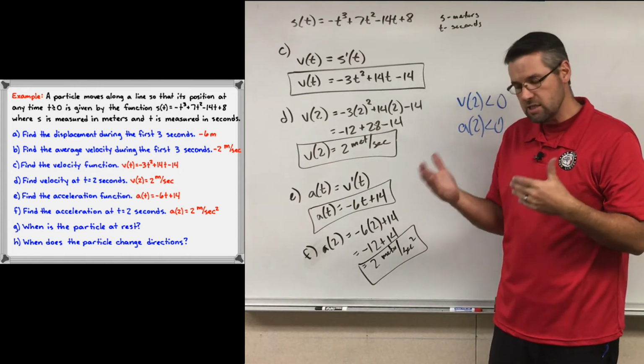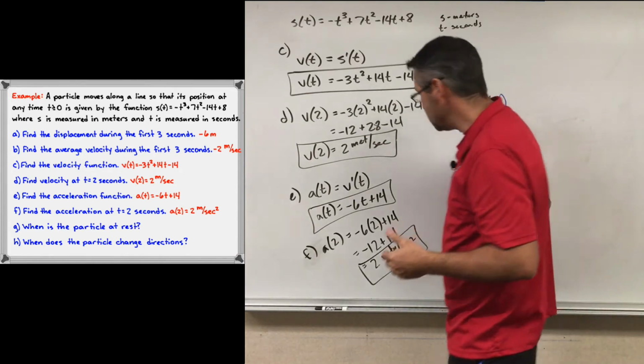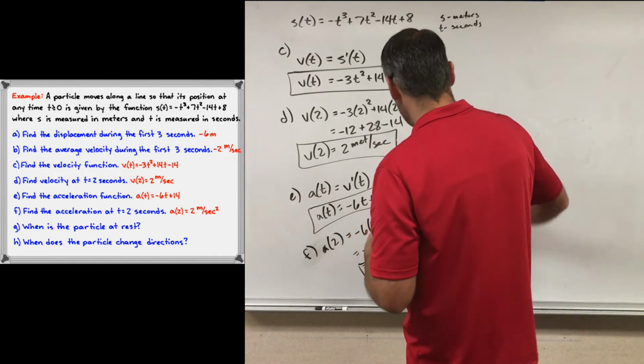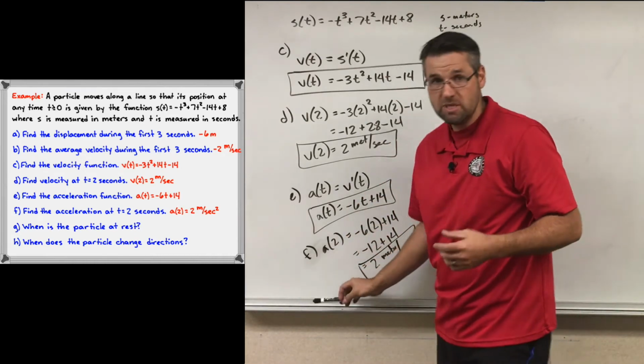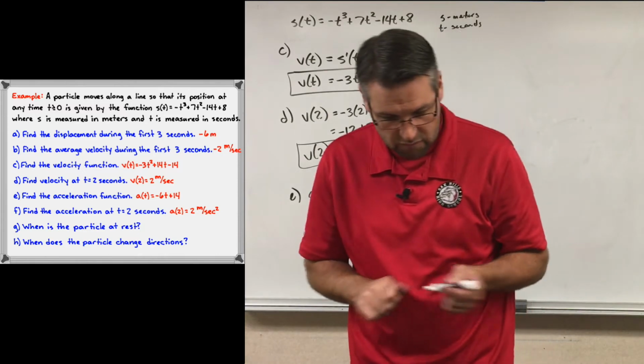Bottom line is, if velocity and acceleration have the same signs, you're going to be speeding up. And if velocity and acceleration have different signs, then you'll be slowing down. We'll talk about more of that in the future.